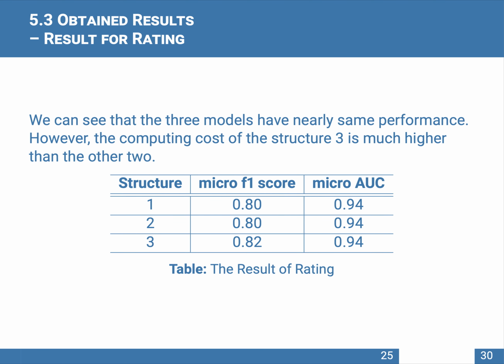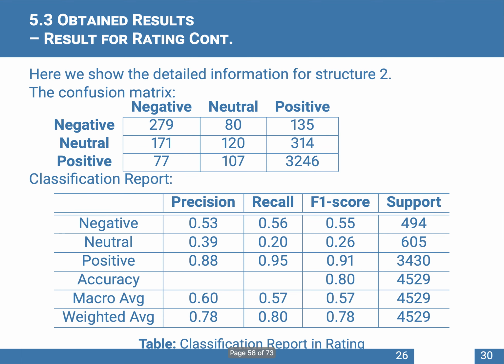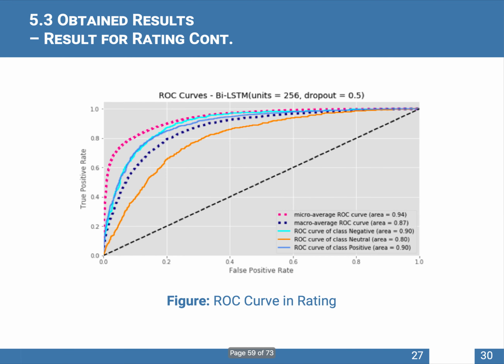Now, the result for rating. We can see that these 3 structures have nearly the same performance. However, the computing cost for structure 3 is really high, so we'll only give the detailed information for structure 2: confusion matrix, classification report, and ROC curve.